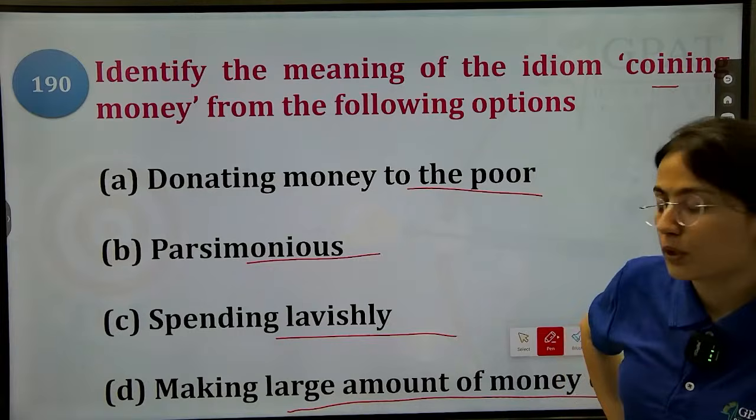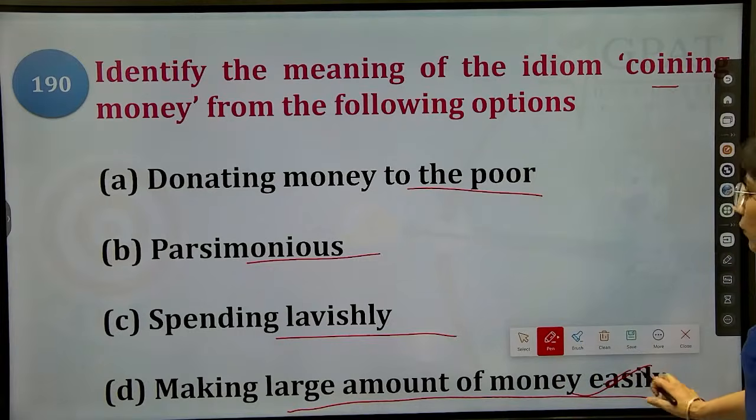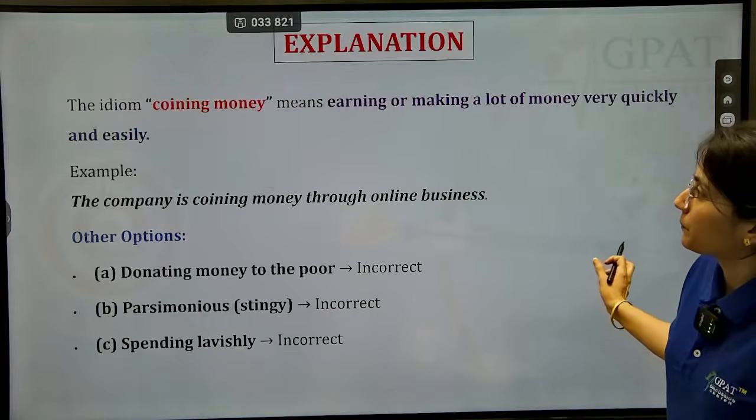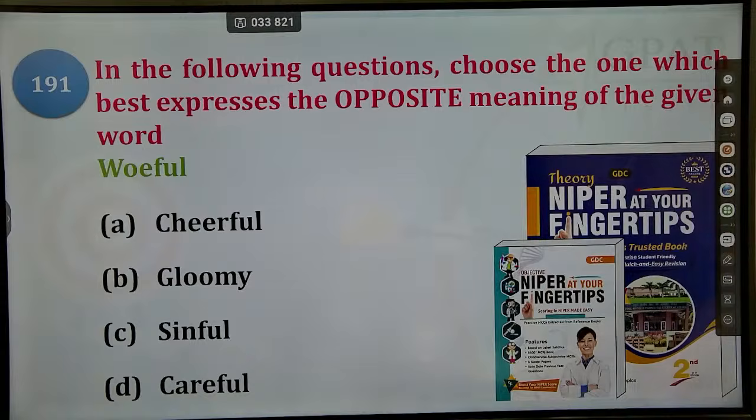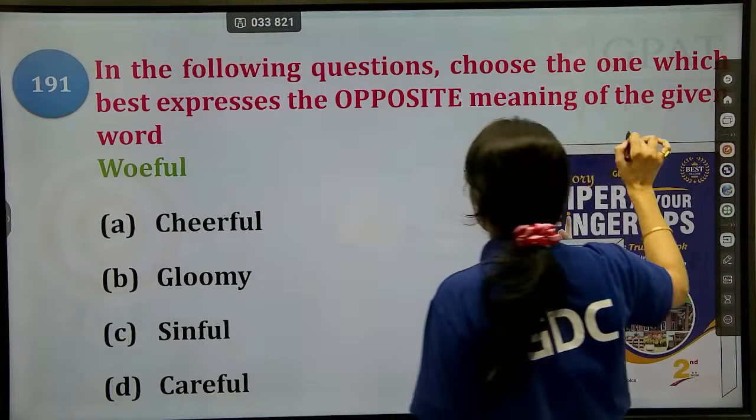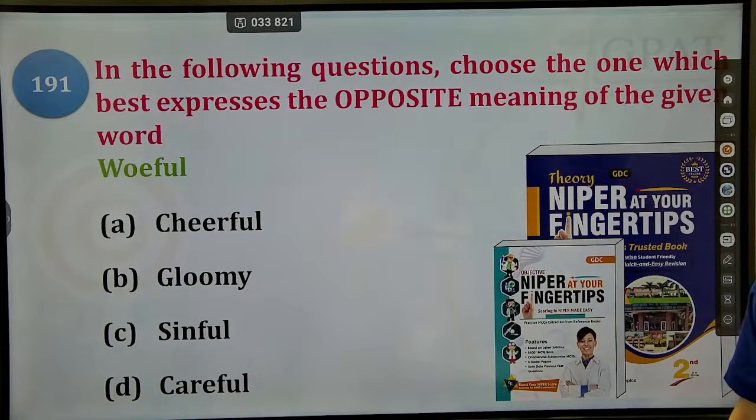So the answer is option D, like making large amount of money easily. Okay. Now next, in the following question, choose the one which best expresses the opposite meaning of the given word, that is woeful.